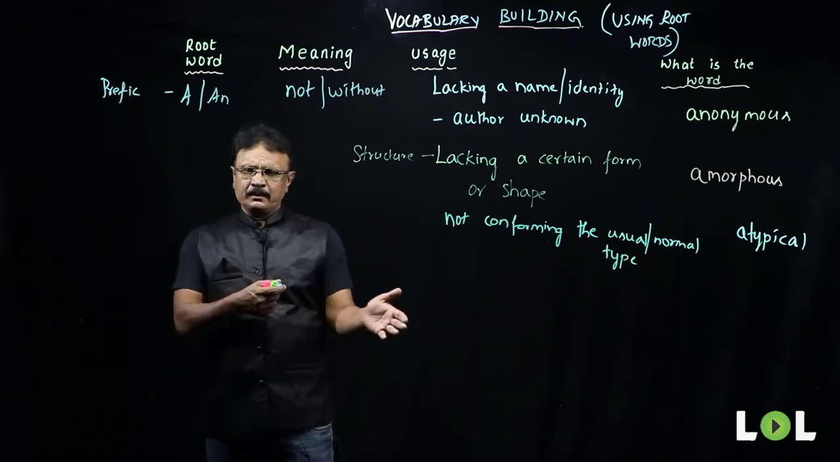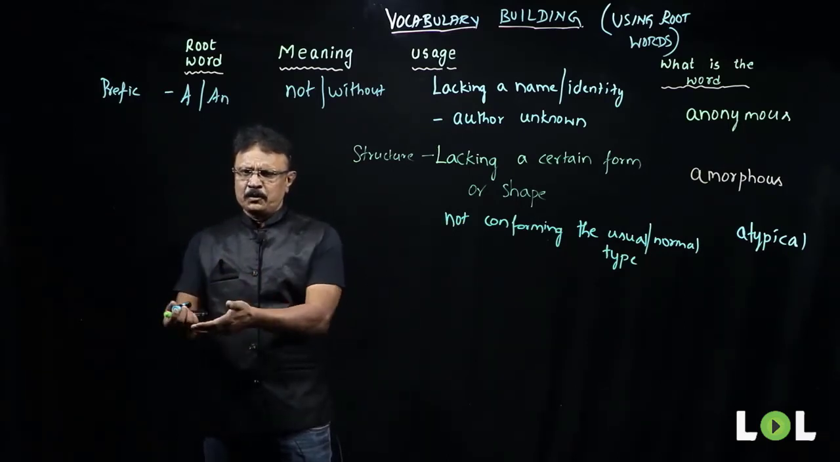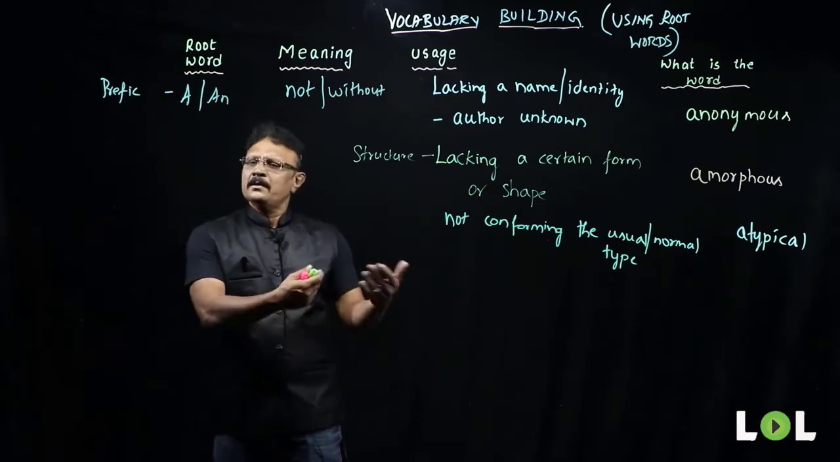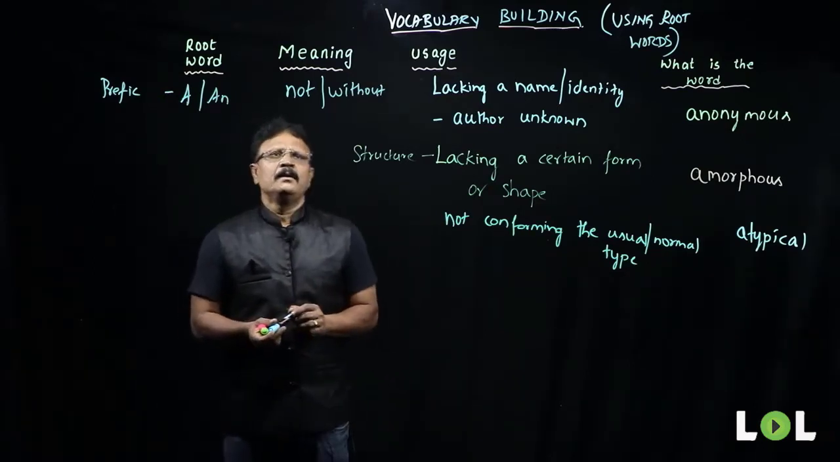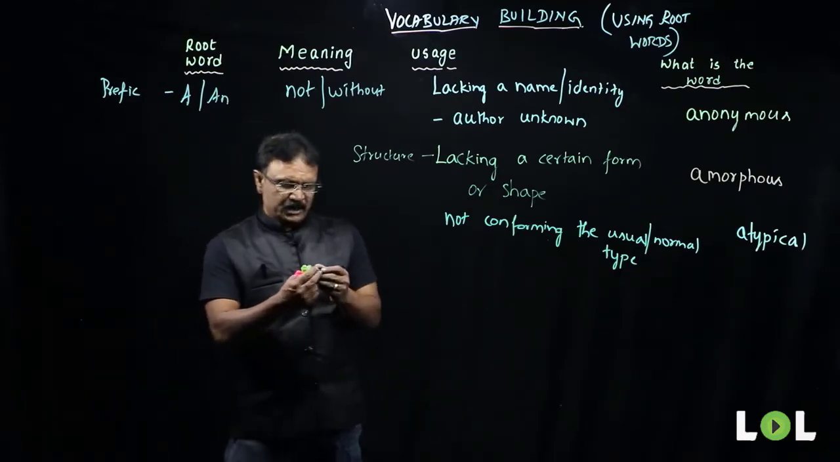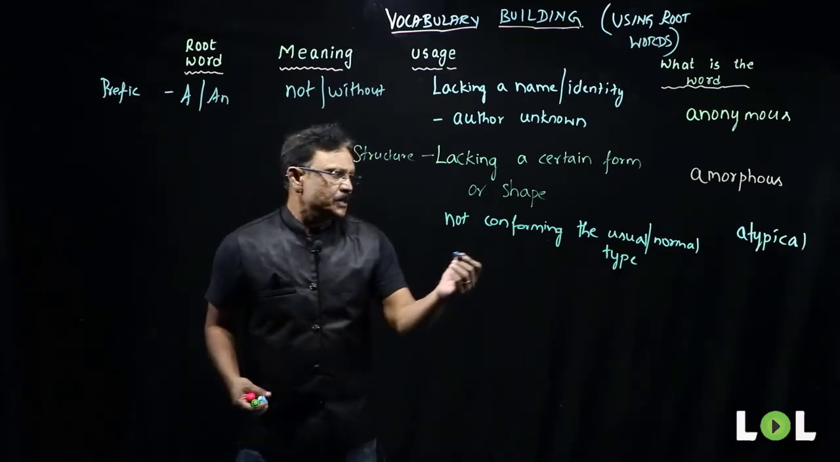Typical, atypical. Typical means normal or usual practice. Atypical means not normal, not the usual type. Clear? Let's move on to the next word.